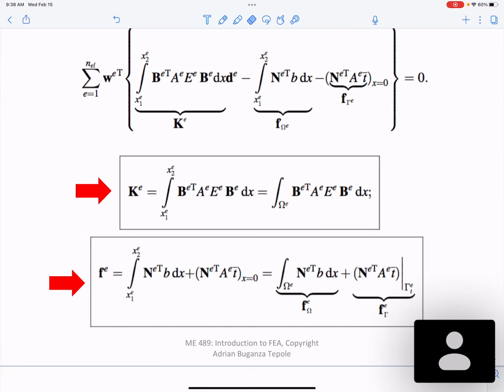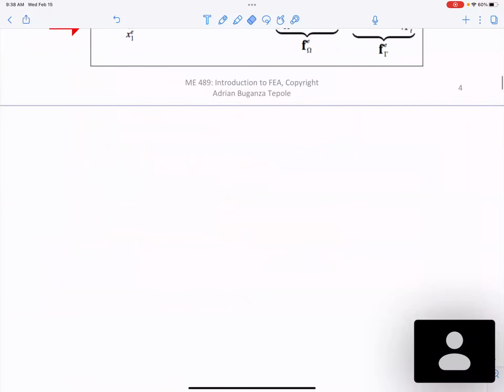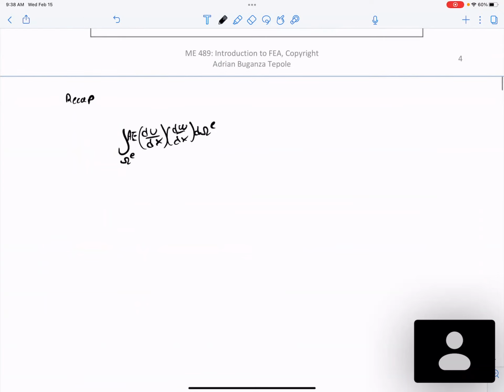Okay, I'll redo a little bit of what I was doing last time, which was just to recap exactly how I did it. How do you get this stiffness matrix? Again, one of the terms in the weak form is this du/dx, with AE. So AE du/dx dw/dx d omega e. That was one term of the weak form.